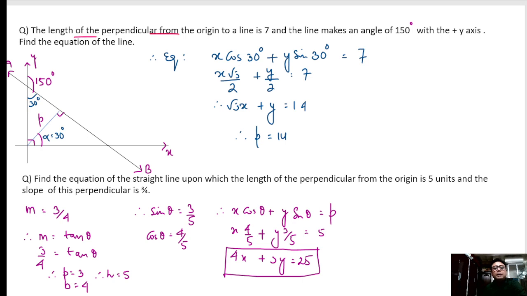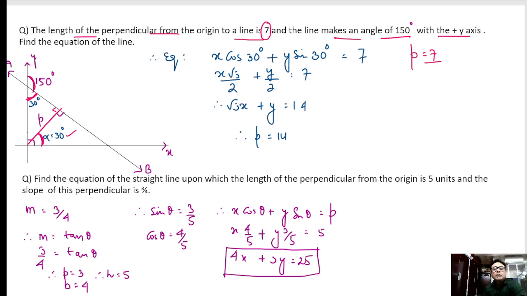The length of the perpendicular from the origin to the line is 7. That means p is given as 7. And the line makes 150 degrees with the positive y-axis. So please see, the line is making 150 degrees with the positive y-axis. So this is 30 degrees. If this is 30, this is 90, this is 60, so this is 30. That means the perpendicular is making 30 degrees with the positive x-axis, and that is all we need.